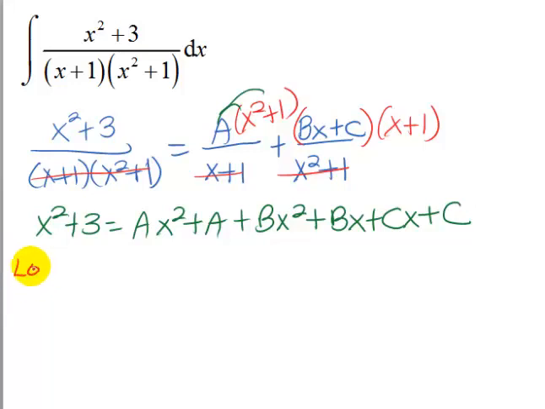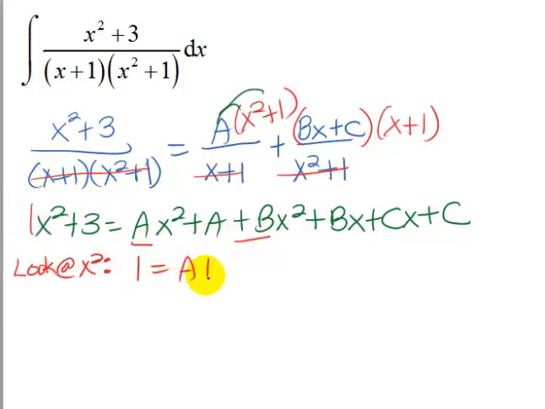So first of all, we're going to look at the x squared terms. On the left-hand side, there's a coefficient of 1. On the right-hand side, there's coefficients of A plus B. So that's our first condition that must be met.